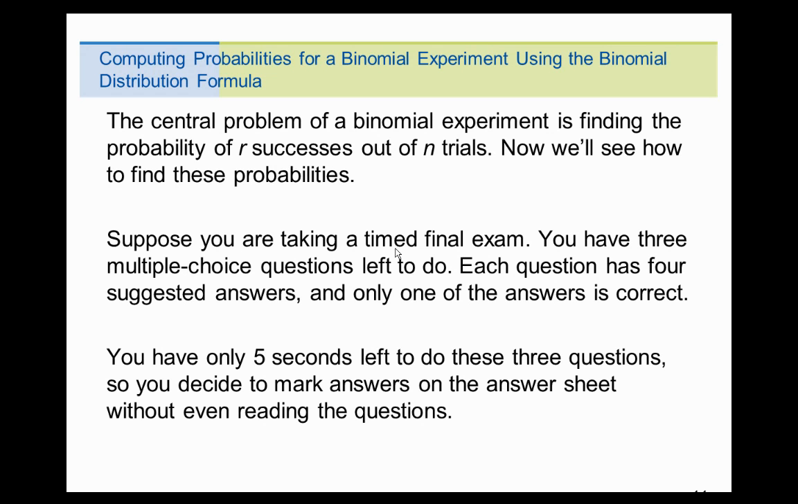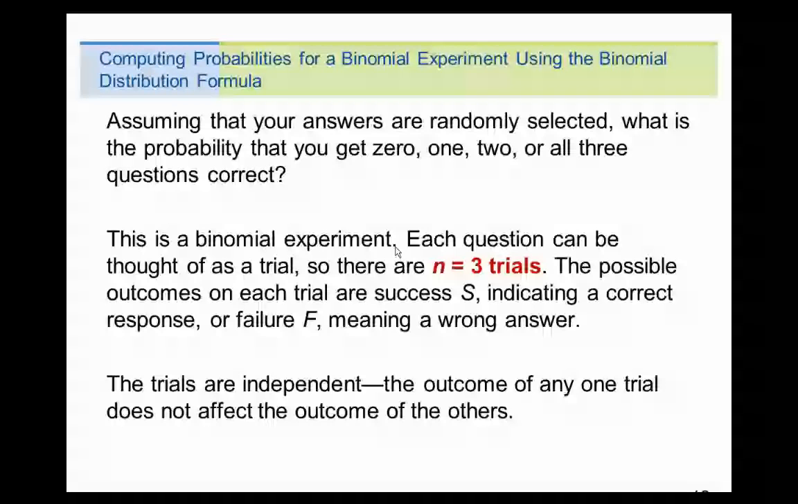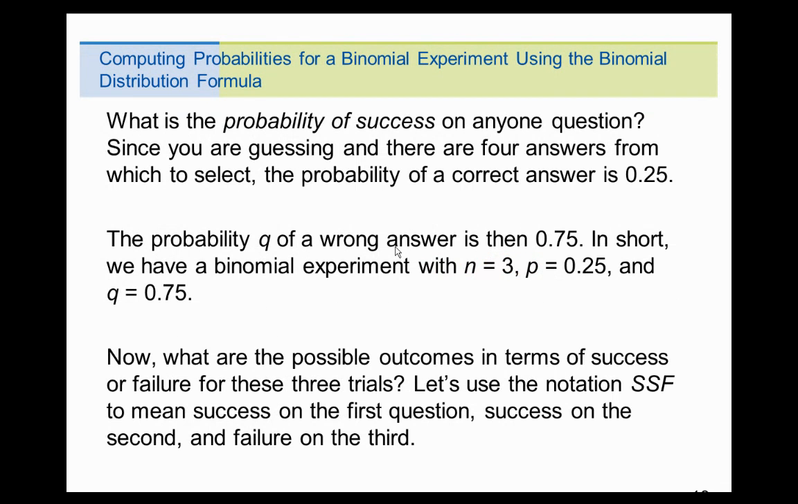Central problem of binomials: find the probability of r successes. Let's say you're taking an exam, you only have 5 seconds to do the last 3 questions, and you decide to mark the answers without even reading them. Assuming your answers are randomly selected, what's the probability you get 0, 1, 2, or all 3 correct? This is a binomial experiment. Each question can be thought of as a trial. There are 3 trials. The possible outcomes are S or F. Trials are independent. What happens with how you answer one multiple choice has no effect on how you answer another.